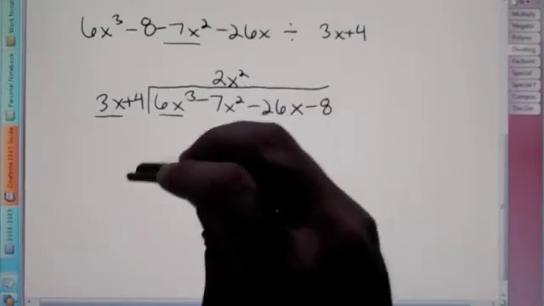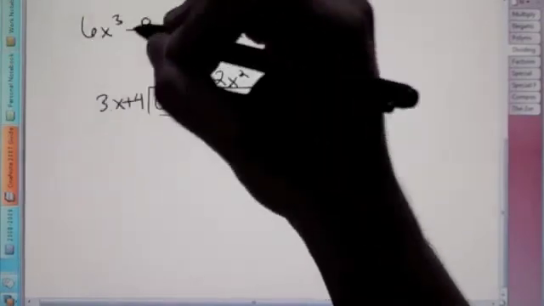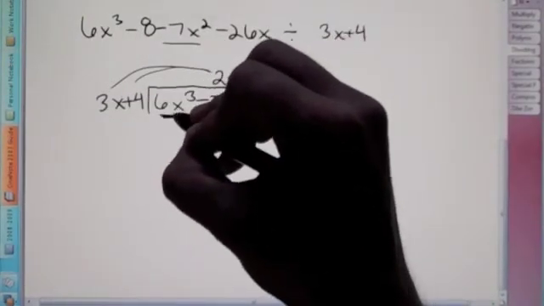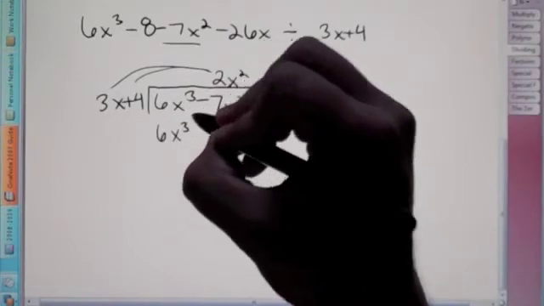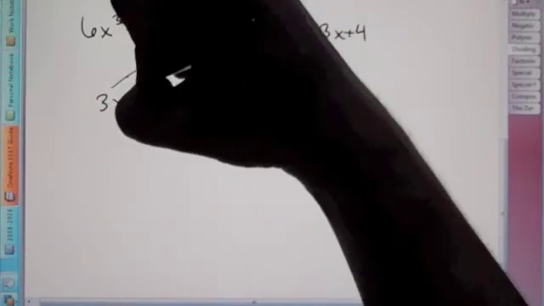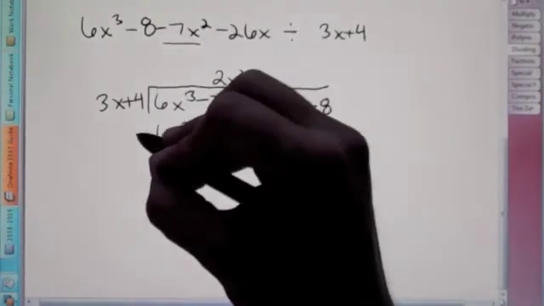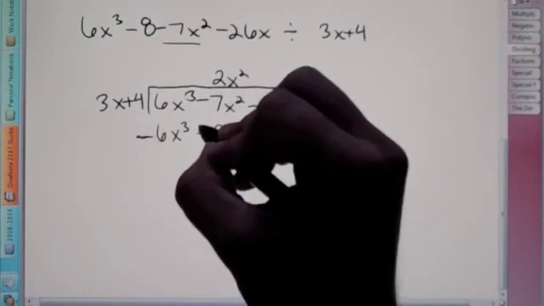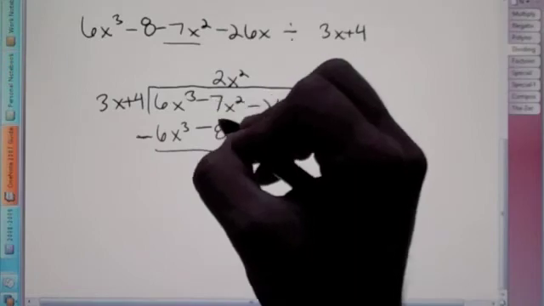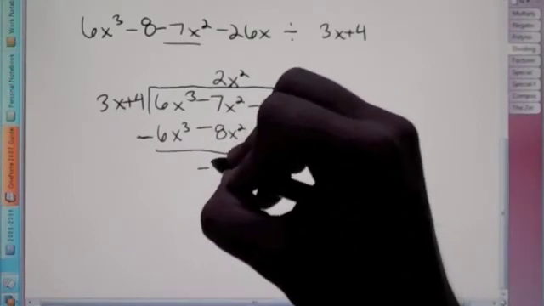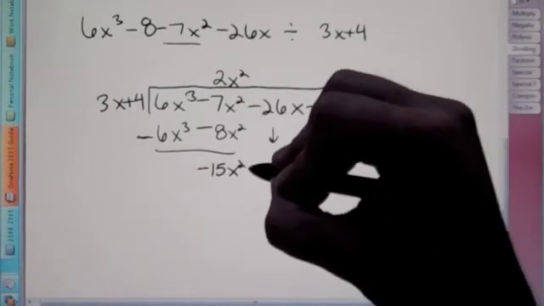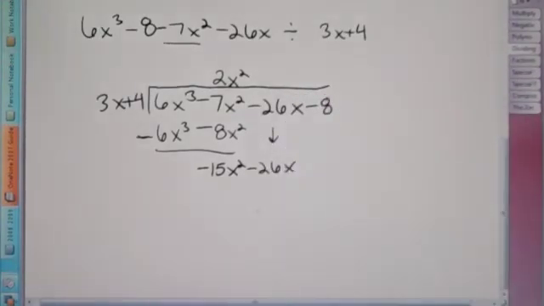So now what we do with that is we distribute back to both terms. 2x squared times 3x is 6x cubed. 2x squared times 4 is a positive 8x squared. Now again, switch the symbols. So we're going to make this a minus, we're going to make that a minus, so this becomes a minus. Negative 7 minus 8 is negative 15x squared. Then we bring down the negative 26x.